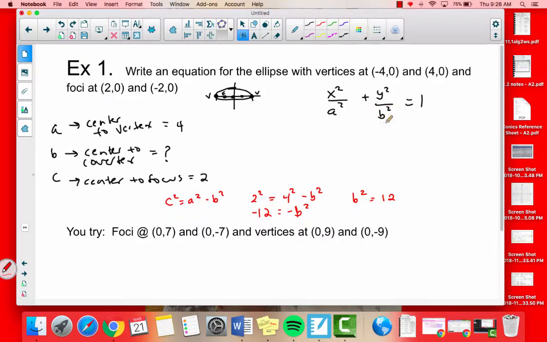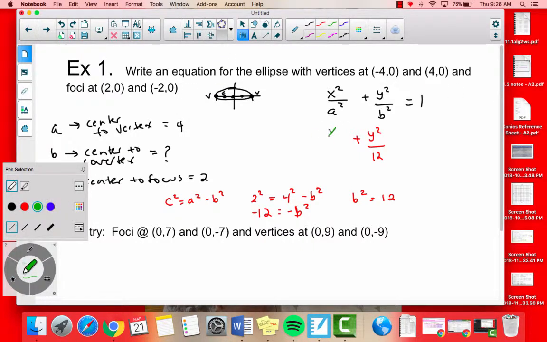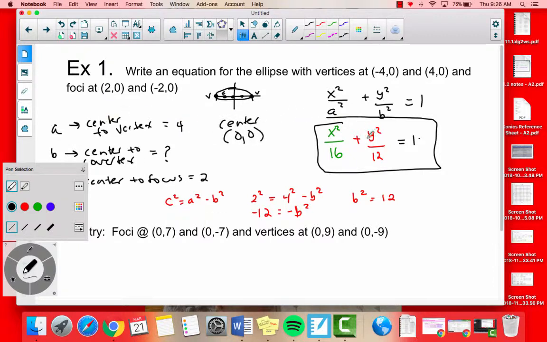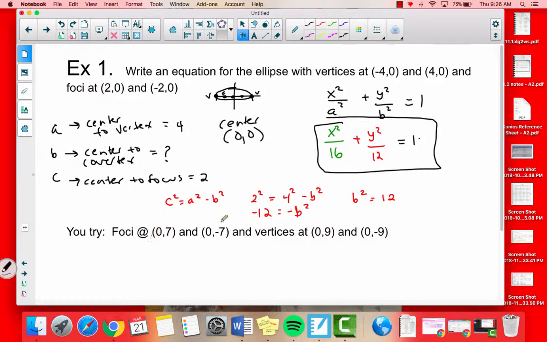And this is exactly what I want here. So when I write my equation, I could have y squared over 12, because that is b squared. And then on the other side, we knew that my a value was 4, so we're going to have x squared over 4 squared, which is 16. And then we could just set that equal to 1. And there's our final equation. So we have a center at 0, 0. The points here on the bottom represent the vertex and the co-vertex, and it's always equal to 1. And we're done. All right, so I want you guys to try this one here right below.